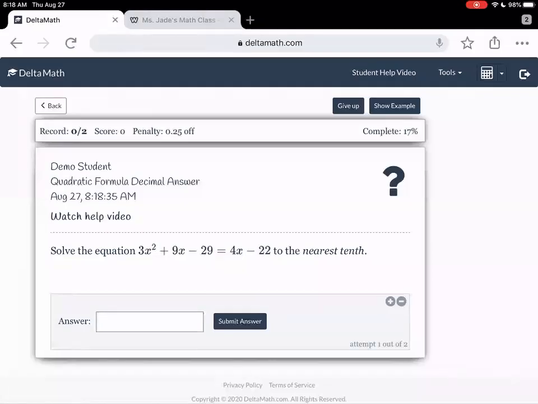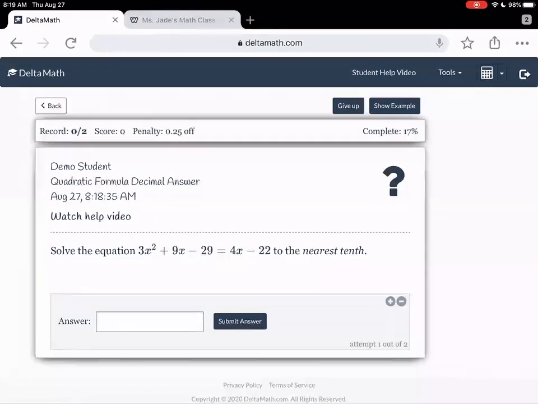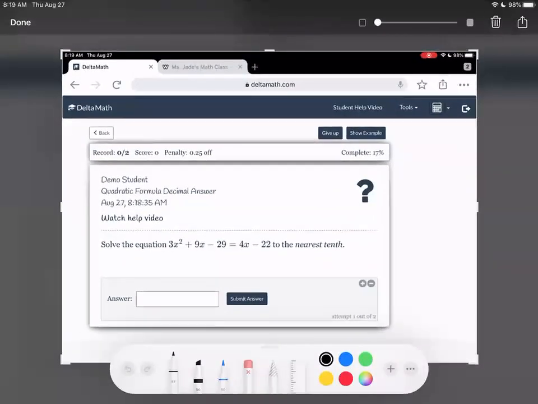Okay, so same thing here, we have a formula. Let me write it down again. Oh, right, I have to screenshot this. Okay, here's the formula. X equals negative b plus or minus the square root of b squared minus 4ac all over 2a.